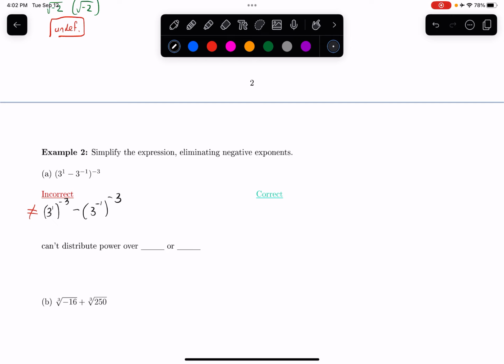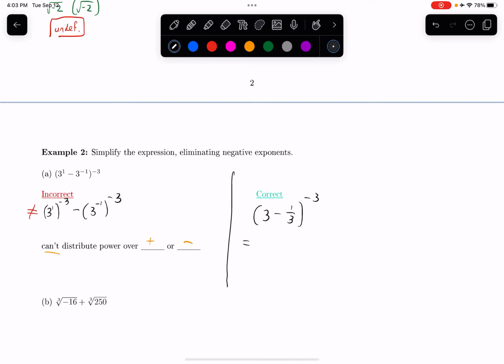The reason this is incorrect is I can't distribute a power over an addition or a subtraction, and I am subtracting terms here. I can only distribute the power if these terms are being multiplied or divided. So what's the correct way of doing this? We've seen stuff like this before. I'm going to simplify the stuff in parentheses first. 3 to the 1 is 3. 3 to the negative 1 is 1/3. So 3 minus 1/3, that whole thing to the negative 3.